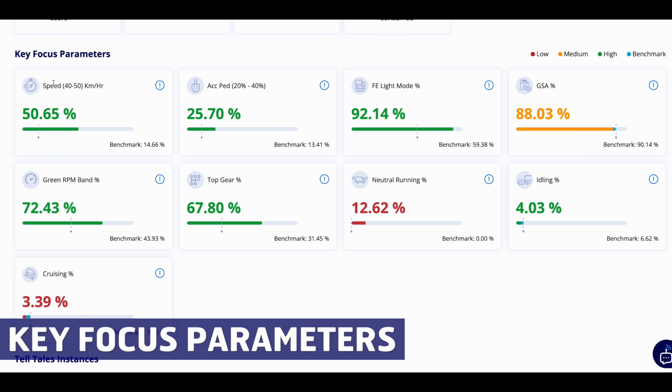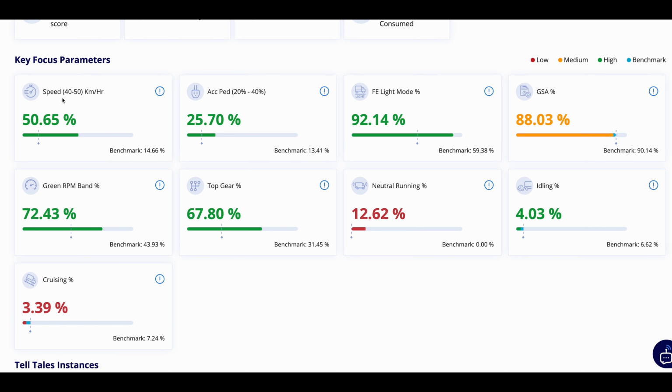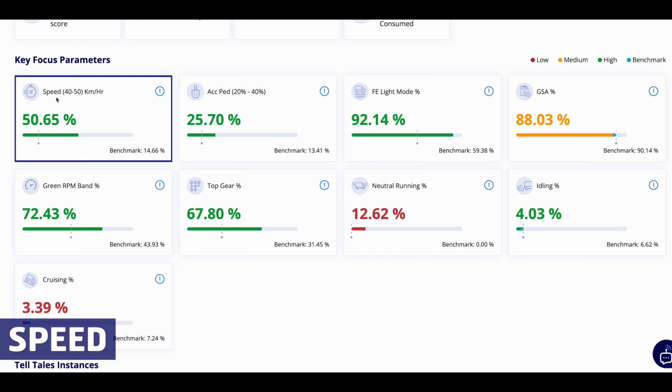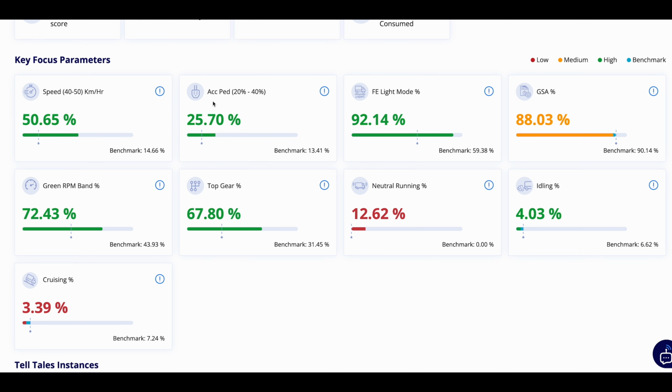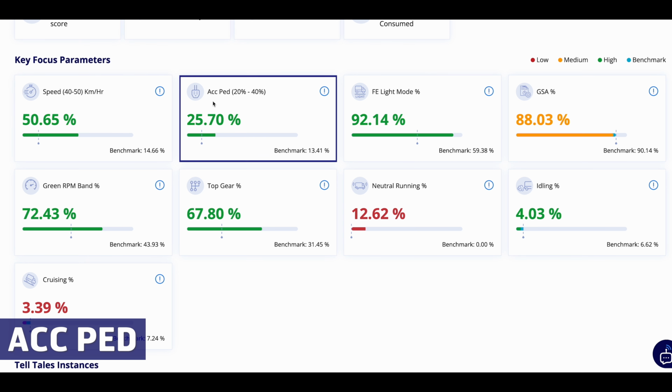Saarathi offers 9 key parameters that provide insights for optimizing fuel efficiency. These parameters will be explained in more detail. Speed is the first parameter. Maintaining a speed between 40 and 50 km per hour is considered ideal for fuel efficiency according to industry benchmarks. In this case, the vehicle has achieved a fuel-efficient speed exceeding the benchmark by almost 35%, as its recorded speed is 50.65%. Next parameter is acceleration pedal usage.